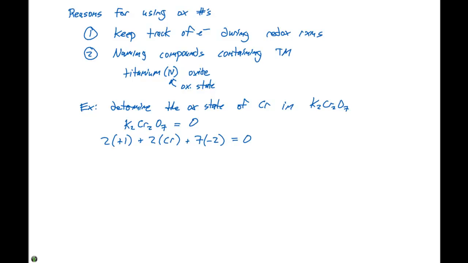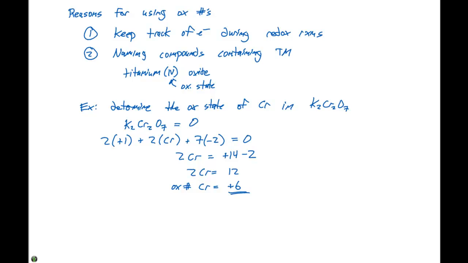So we can use some algebra to know that 2 times the oxidation state of chromium is going to equal +14 minus 2. So 2 times the oxidation state of chromium is going to equal 12. So our oxidation number for chromium in this particular case is going to equal +6. So that's an example of how you would go through this.